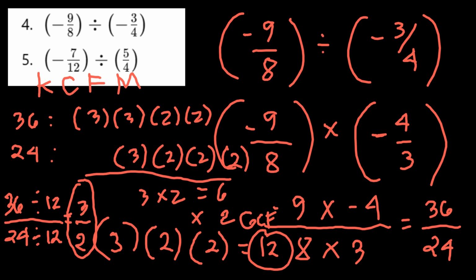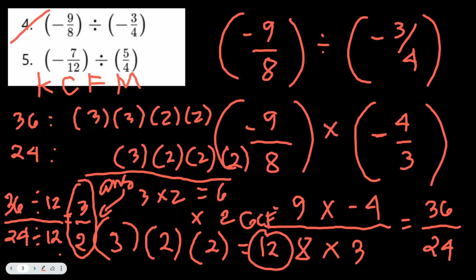Okay, and then flip. We're gonna flip negative 3/4 into negative 4/3. And then we multiply. And then, of course, we simplify. And then you find, of course, the greatest common factor by means of prime factorization. So our answer here is 3 halves. That's it. So we're done with number 4.